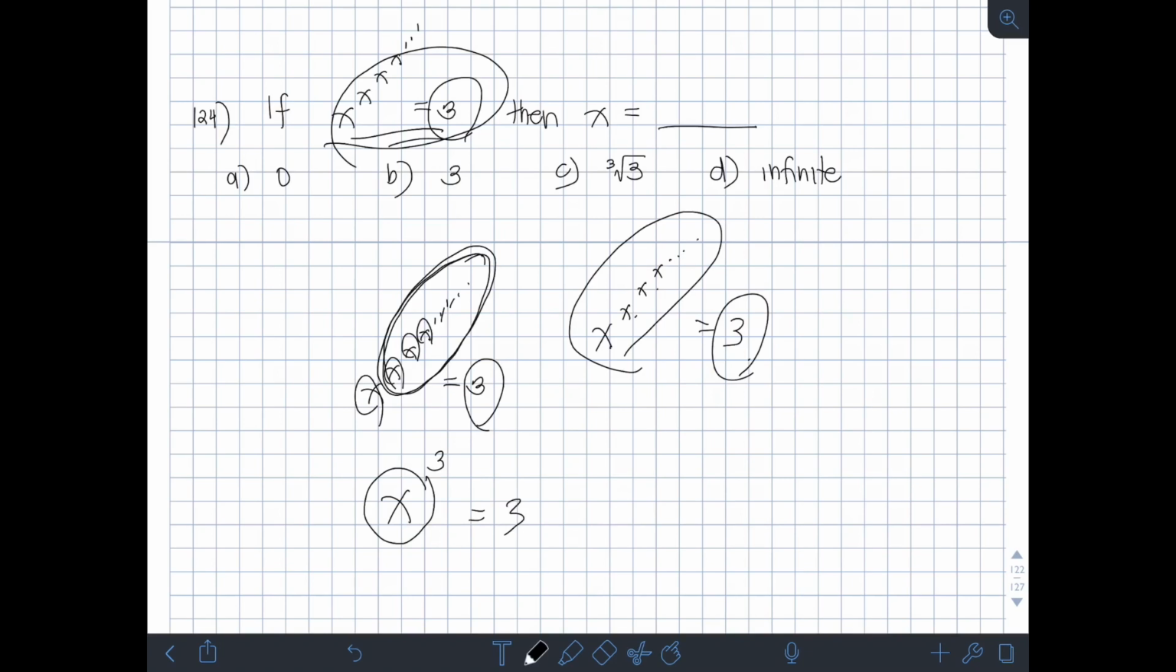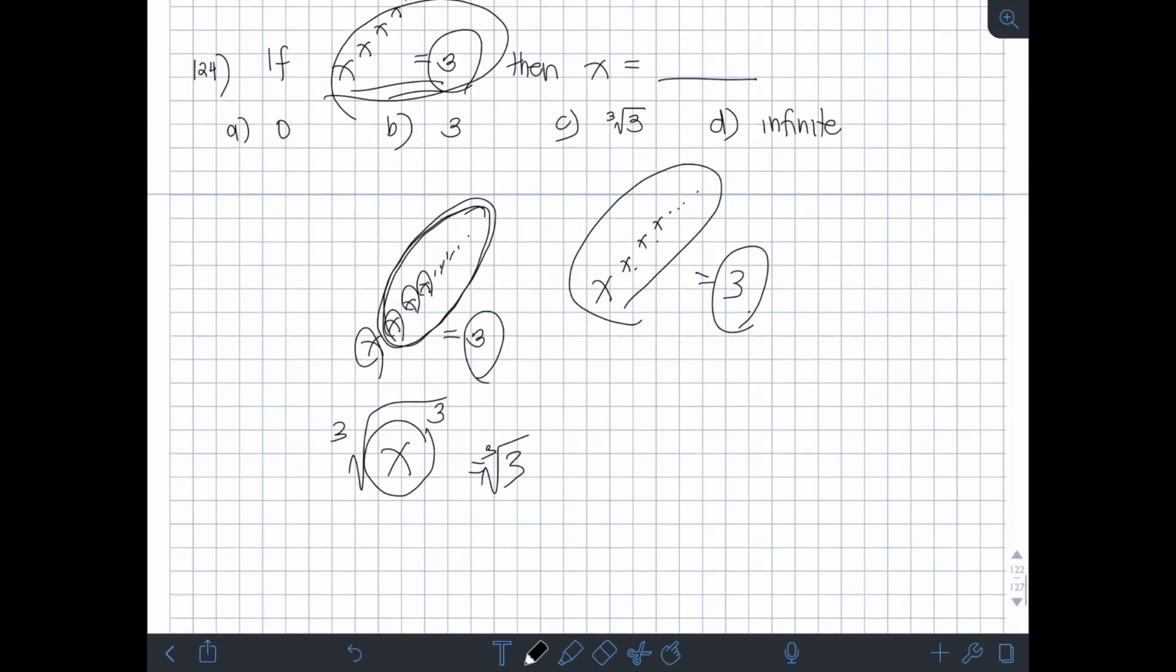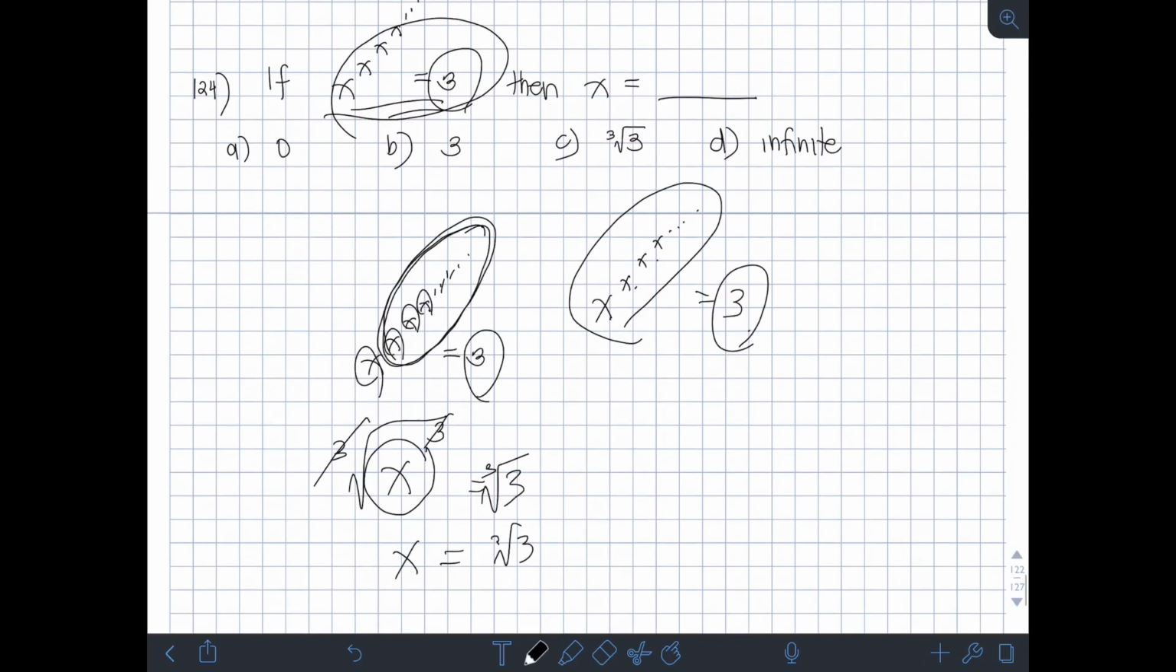So, pwede na nating masolve tong equation. X cubed is equal to 3. So, dahil may exponent na 3 yung x, para mawala yung exponent niya, makancel, hanapin natin yung cube root ng both sides, right? So, therefore, sa left is x na lang equal to cube root of 3. So, therefore, the answer is letter C.